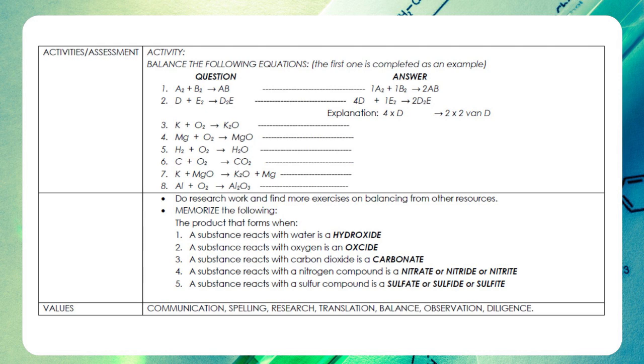4. A substance reacts with a nitrogen compound is a nitrate or nitride or nitrite. 5. A substance reacts with a sulfur compound is a sulfate or sulfide or sulfite. Values: communication, spelling, research, translation, balance, observation, diligence.